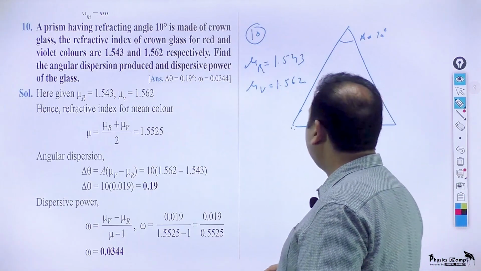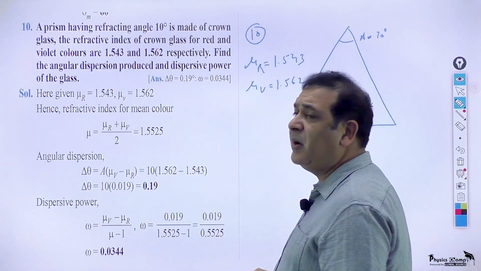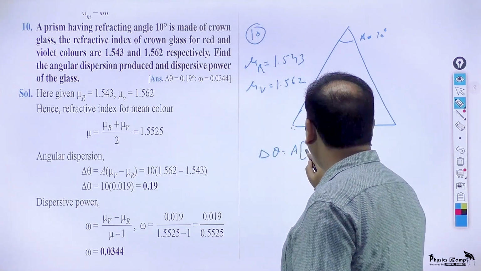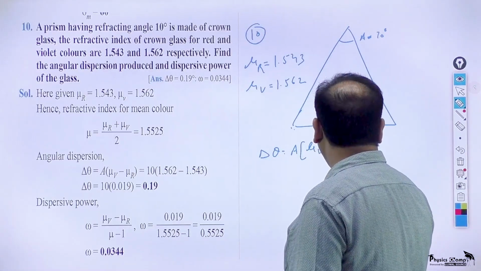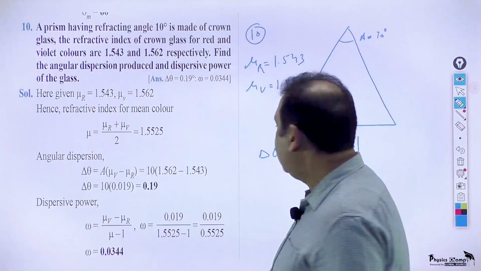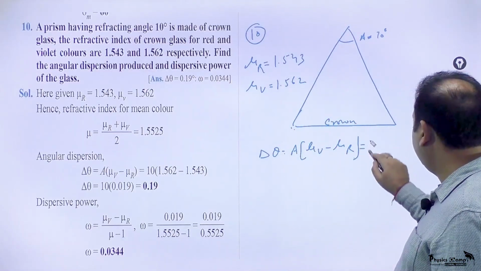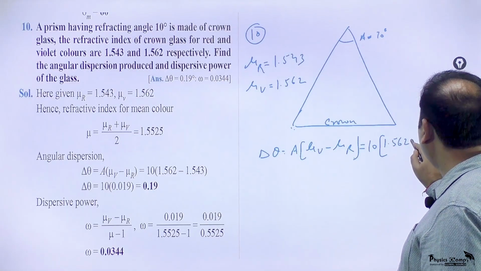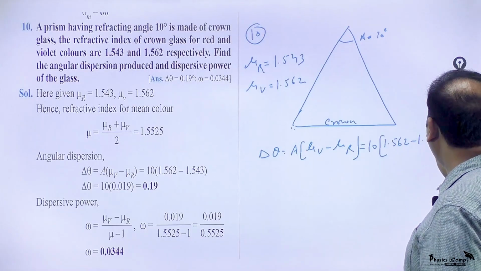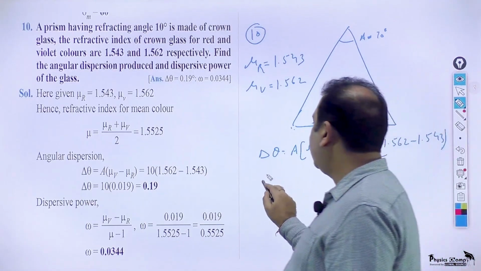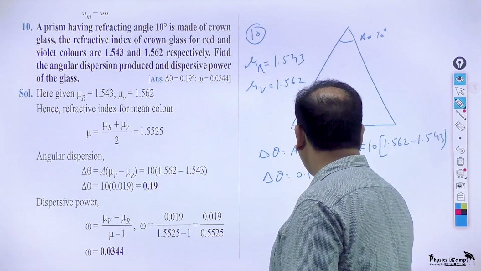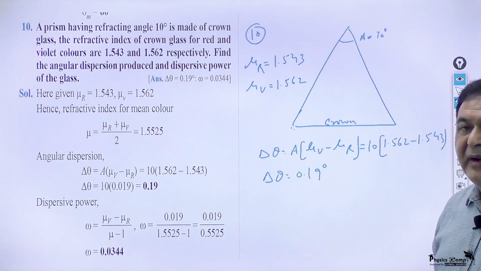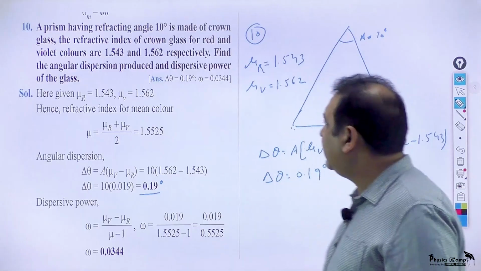So just imagine how much will be the angular dispersion. You know, angular dispersion is A into (mu V minus mu R). The angle of prism here is 10 degrees, mu V is 1.562 and mu R is 1.543. So we get 10 into 0.019, so the angular dispersion is 0.19 degree.